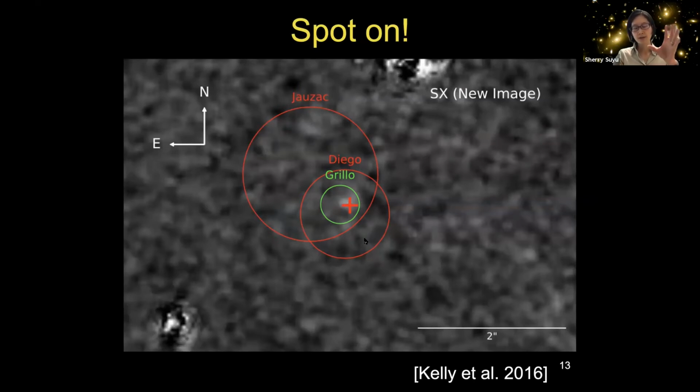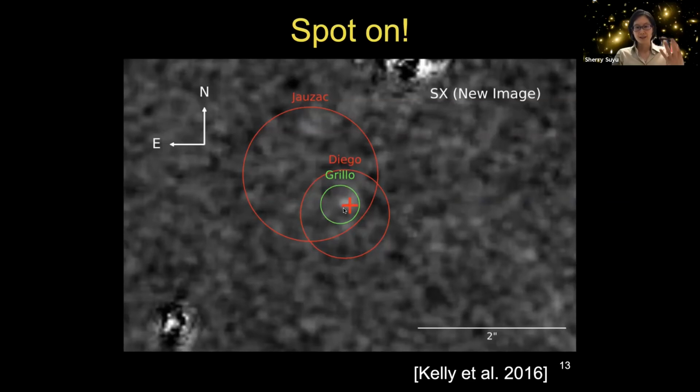And when image SX reappeared, it actually was located at where the red cross you can see, and notice this is 2 arcseconds on the sky. So we were able to predict the reappearance of image SX with better than 0.2 arcseconds.